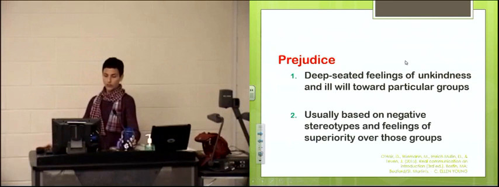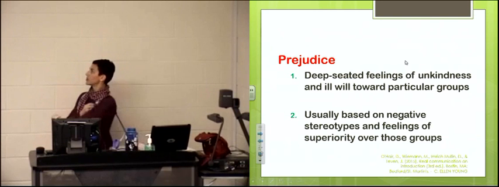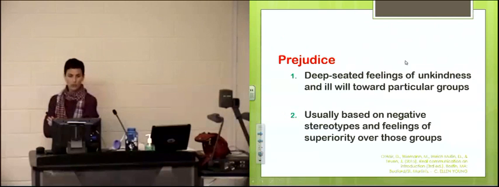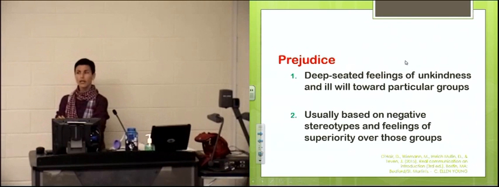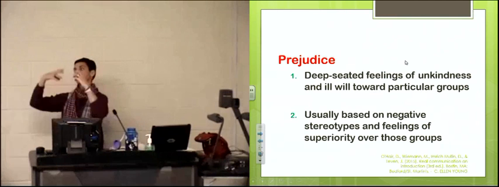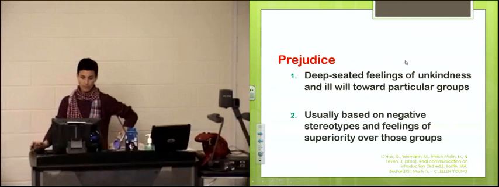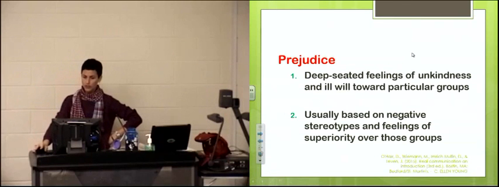Then your textbook goes on to talk about prejudice, which are the deep-seated feelings of unkindness and ill will toward particular groups based on our stereotypes. So not only do we put people into groups, then we give those groups characteristics and we create judgments or feelings about them, which you guys are familiar with. You understand how that works. They're usually based on negative stereotypes and feelings of superiority. We need to avoid that.